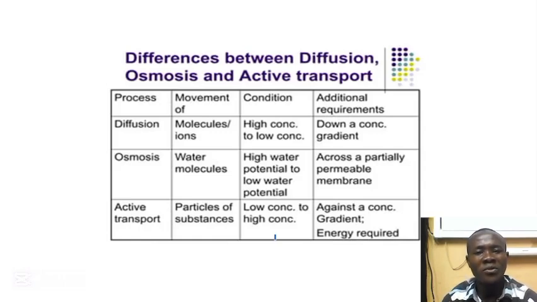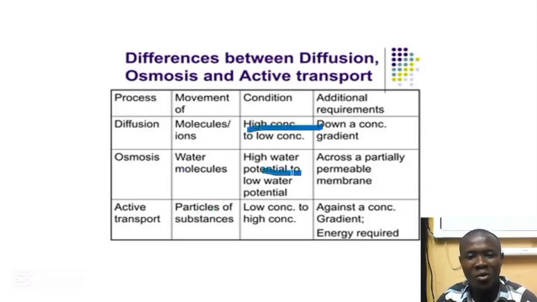So, in a brief summary, there is a table here explaining the diffusion, osmosis, and active transport that we have discussed. As we define all of them, they are the movement of substances. Diffusion is the movement of molecules or ions, which can be liquid or gas. In osmosis, it is just the movement of water molecules. It cannot involve gas, just water molecules. And active transport is the movement of substances, it can be any substance.